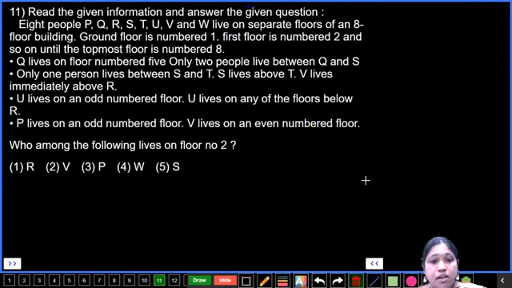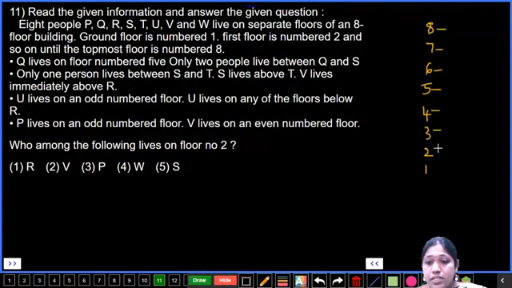And then we are having another puzzle. There are 8 members of 8 different buildings. So as it is of floors, we'll take the floors 8, 7, 6, 5, 4, 3, 2 and 1. It is a floor model. We'll start with the conditions. What is given in the first condition is Q lives on floor number 5. It is clearly mentioned that Q lives on 5th floor.